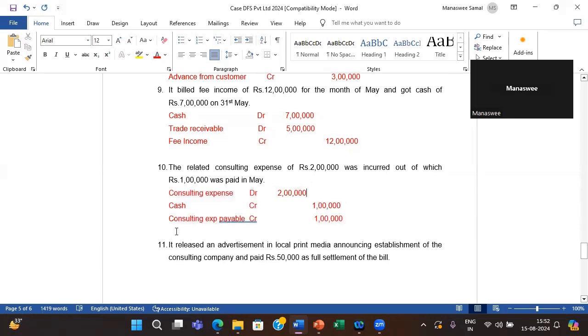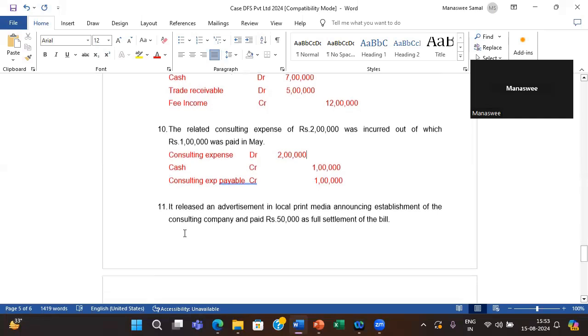Okay, done. It released an advertisement in local print media announcing establishment of the consulting company and paid 50,000 as full settlement bill. So please understand, we have a gap on intangibles. We'll of course invoke some selected portion of that gap in the class when you deal with long-term asset accounting.